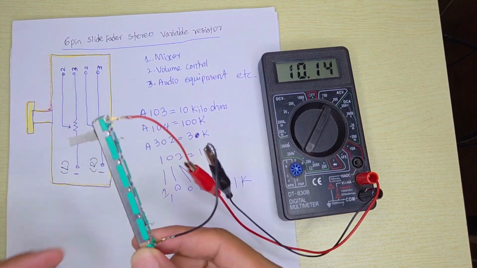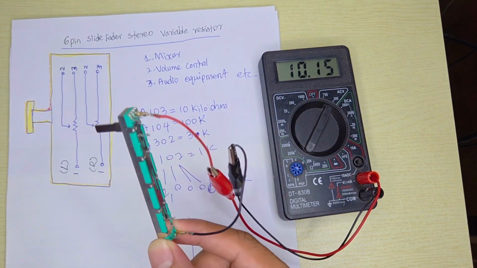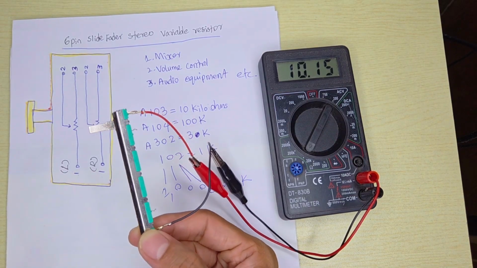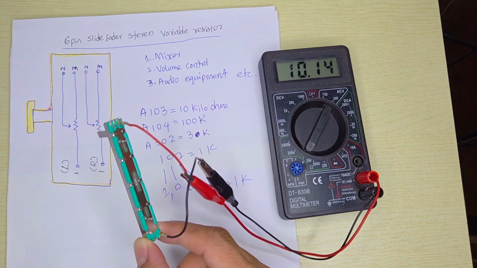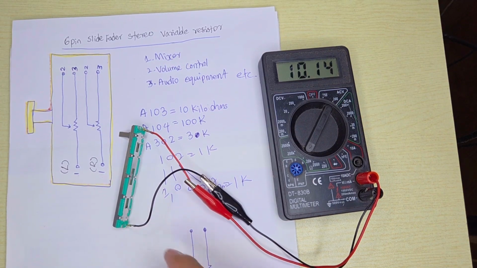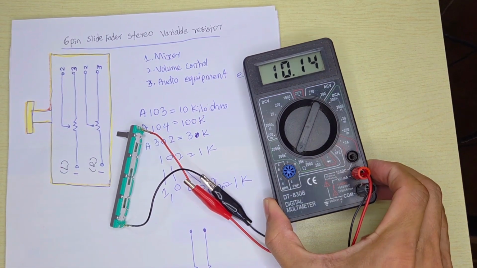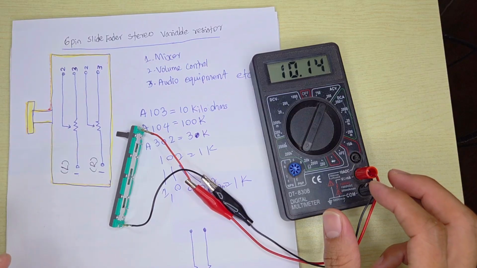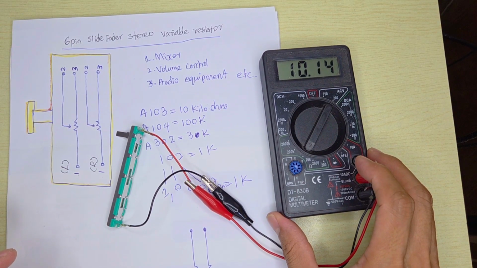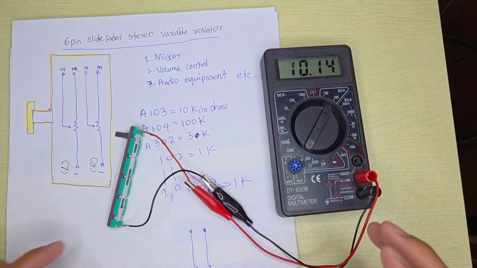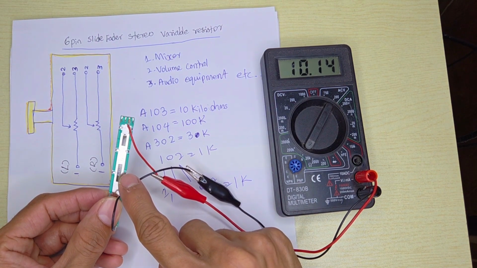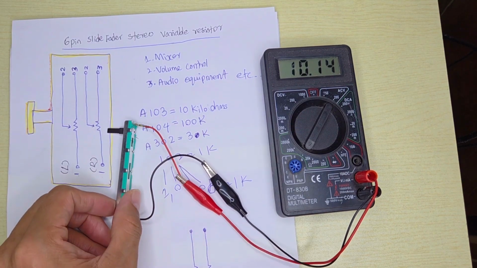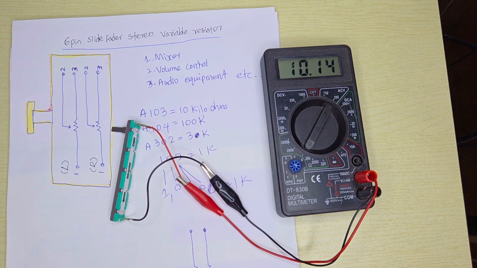So this is how we can identify a slide variable resistor, in case your mixer or volume control has a 6-pin one that you suspect is not working. You can check it this way, but you must have a multimeter, either digital or analog. The best is digital, which is much easier for seeing the change of the value. Make sure you check the correct value of your variable resistor. I hope this video helps someone understand, and thank you for watching.